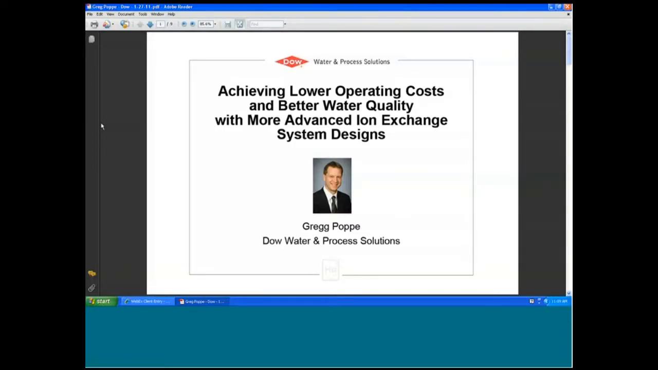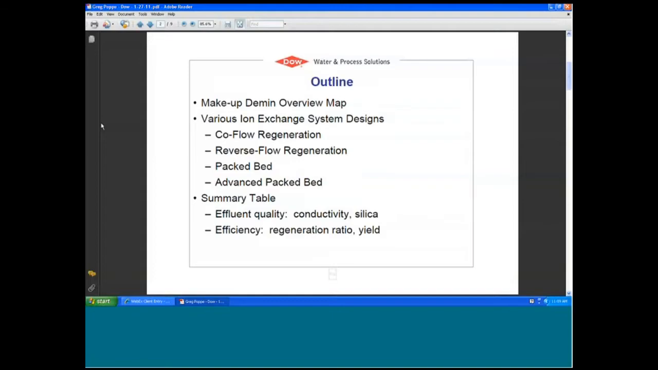Thank you, Bob, for inviting me to speak with the group today. Today I'd like to focus in on the ion exchange system of the makeup demineralization plant, and show how some of the evolution of different system designs over time can really help to achieve better water quality and also lower operating costs. So maybe we can go on and just look at the outline slide here.